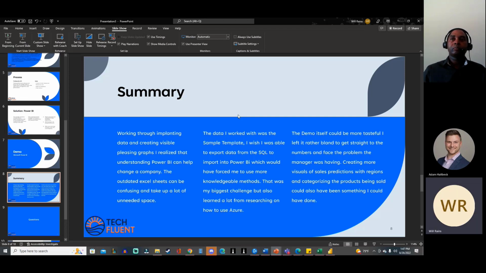The data I worked with was a sample template. I wish I was able to export data from the SQL to import into Power BI, which would have forced me to use more knowledgeable methods. That was my biggest challenge, but I also learned a lot from researching and how to use Azure.